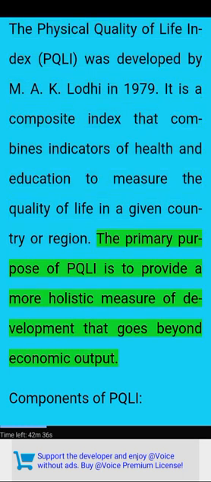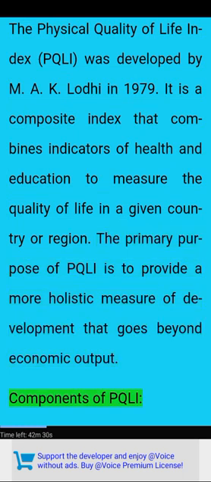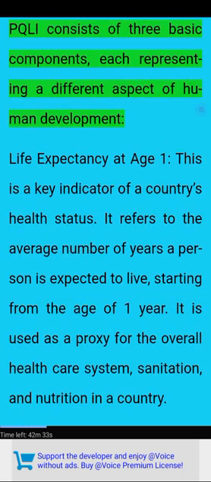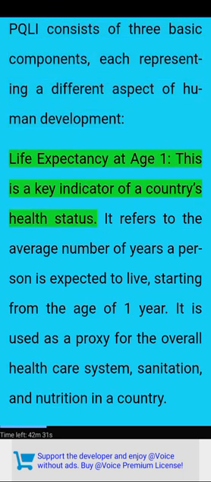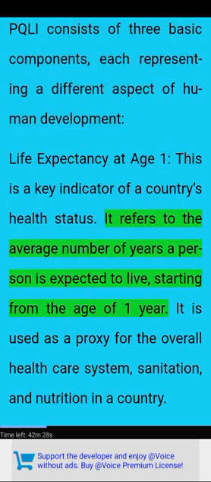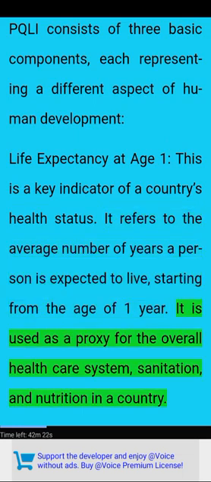The primary purpose of PQLI is to provide a more holistic measure of development that goes beyond economic output. Components of PQLI. PQLI consists of 3 basic components, each representing a different aspect of human development. Life expectancy at age 1. This is a key indicator of a country's health status. It refers to the average number of years a person is expected to live, starting from the age of 1 year. It is used as a proxy for the overall healthcare system, sanitation, and nutrition in a country.